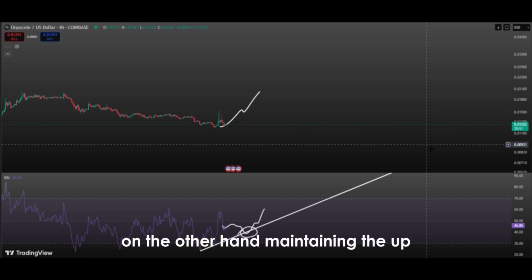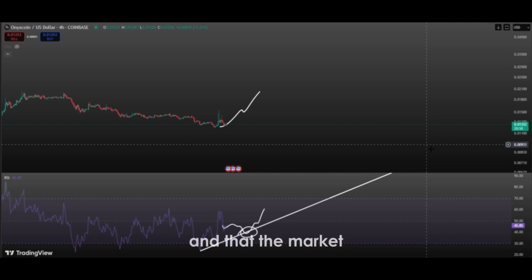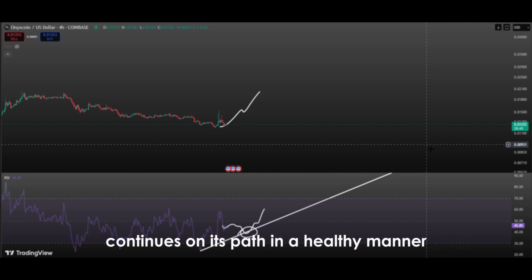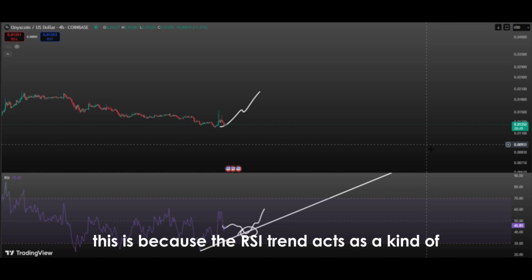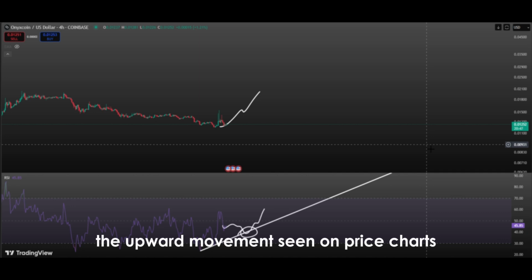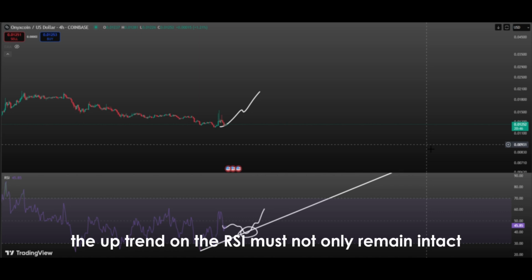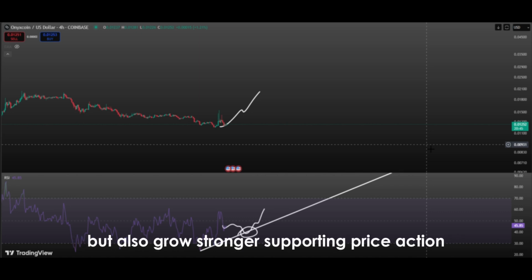On the other hand, maintaining the uptrend ensures that the bullish movement gains continuity and that the market continues on its path in a healthy manner. This is because the RSI trend acts as a kind of power source for the price trend. The upward movement seen on price charts can quickly weaken if it is not supported by the indicator. For this reason, the uptrend on the RSI must not only remain intact, but also grow stronger, supporting price action.